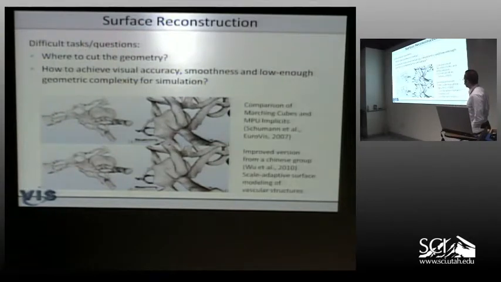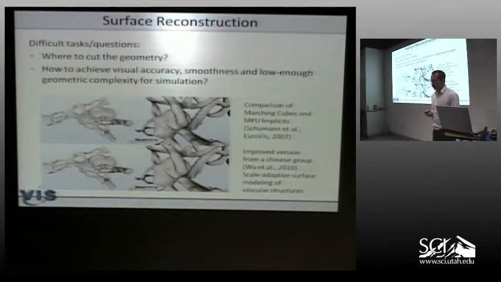We have used for generating these kinds of visualization a variant of the marching cubes algorithm, not Martin Krug's, the MPU implicit algorithm. This was developed at the Max Planck Institute in Saarbrücken, originally for generating good surface visualization from point sample data. I saw in one demo the Michelangelo data set, the statue. That was, for example, visualized with this MPU implicit variant.